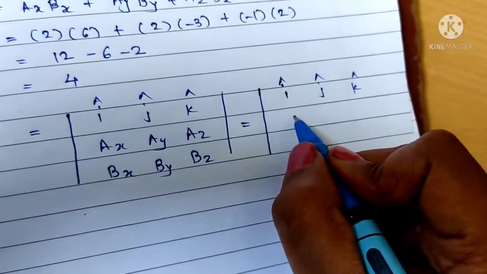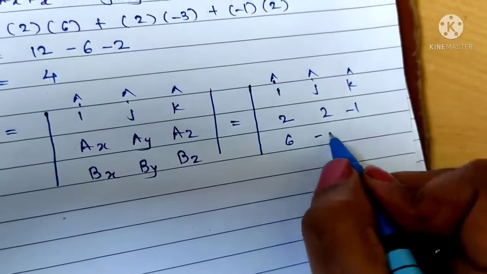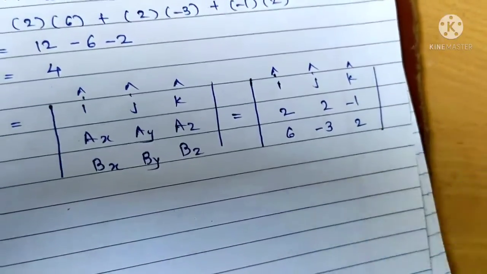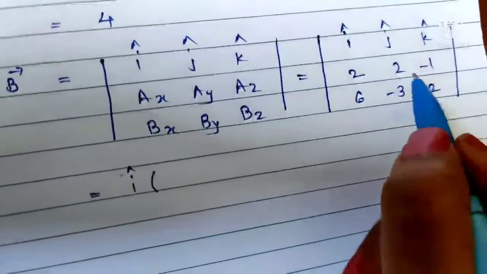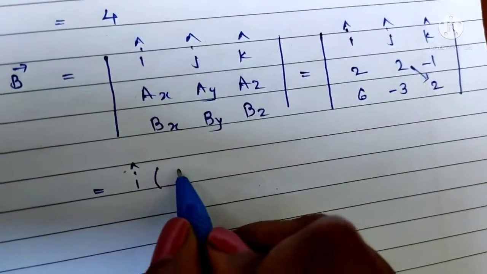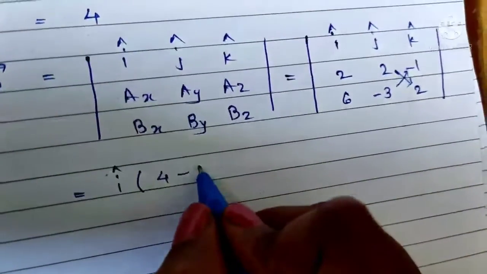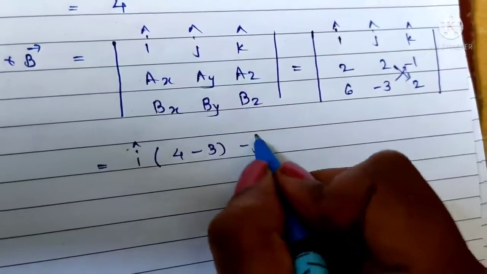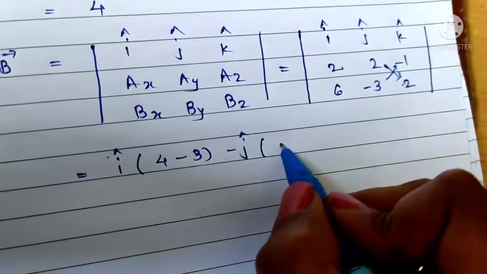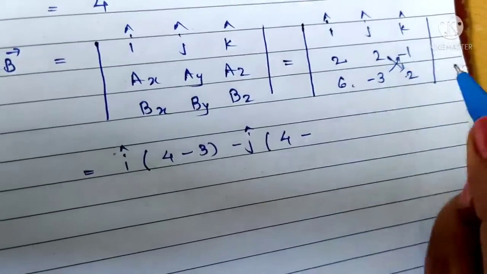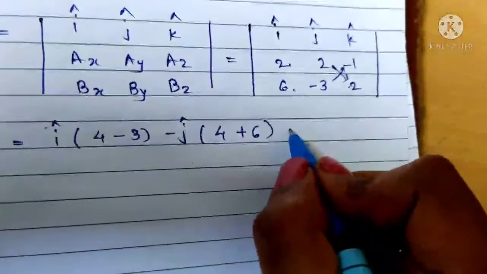Here 2, 2, minus 1 and 6, minus 3, 2. To solve this determinant, for the cross product: 2 into 2 is 4, minus 3 into minus 1, that is 3. Similarly, the middle term is minus j cap into bracket, take multiplication of this: 2 by 2, that is 4, minus 6 into minus 1, minus minus becomes plus, so we get plus 6.